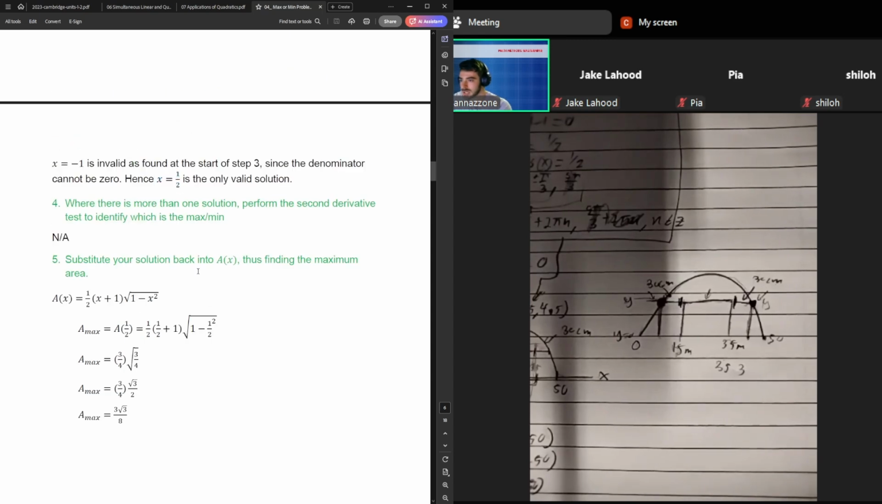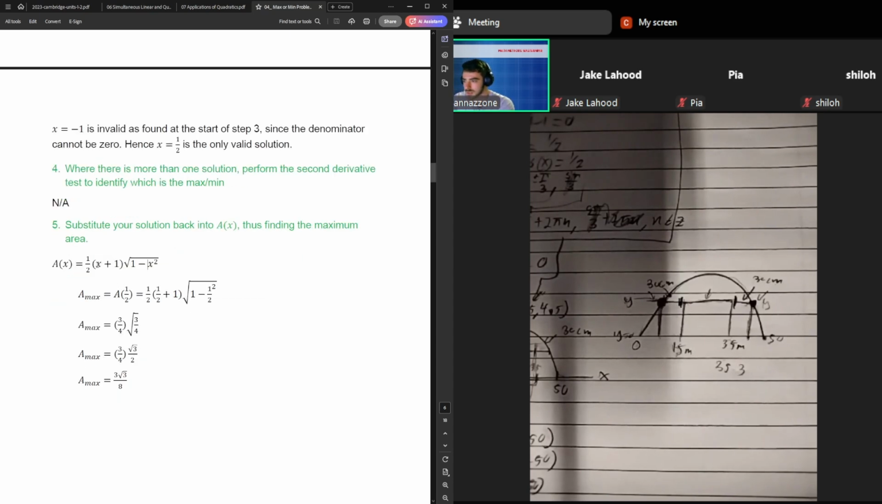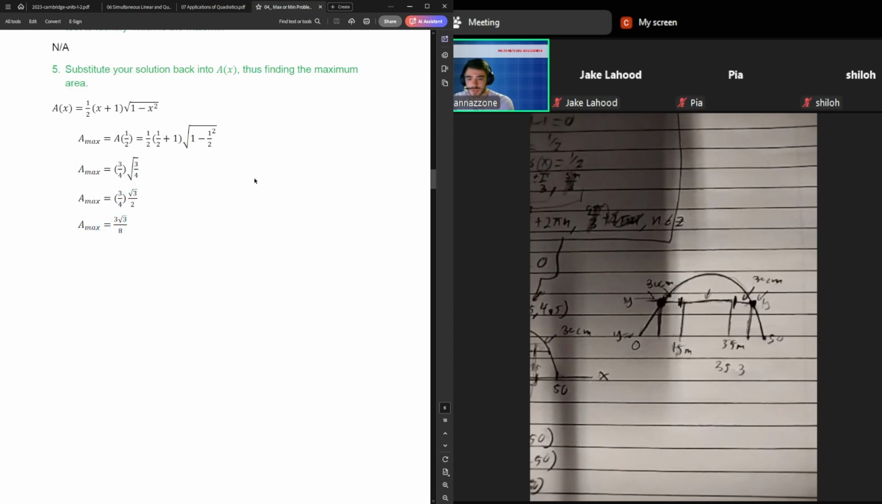Okay, we know x equals a half is our only valid solution, so to find the area, we plug that into our area equation. So in the area equation, just replace all these x's with a half, simplify it all the way down, and maximum area is achieved.